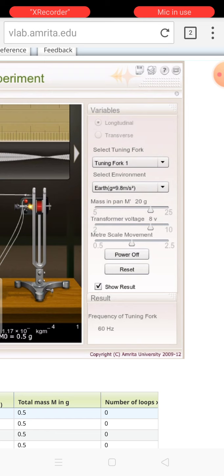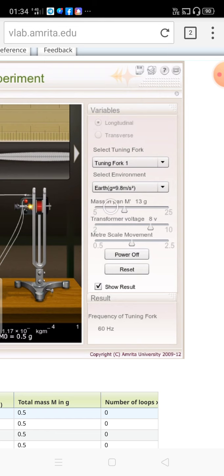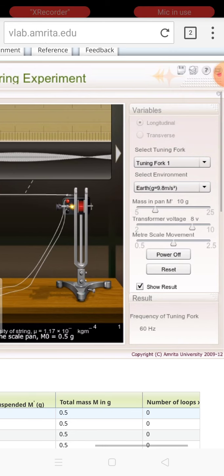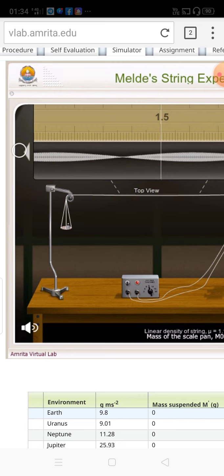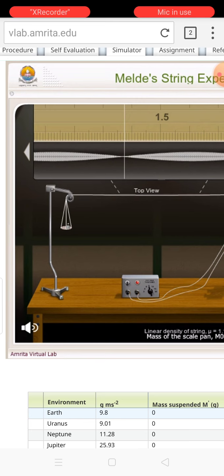Again, I will try for another weight. I'm moving towards the right. It is now showing 10 gram. Again I do the same thing. First I am going towards the left. The middle axis is going, yes. Now it is coming where you see it is 1.5, it is 1.4, it is 1.3. So 1.37 is the value of L1.